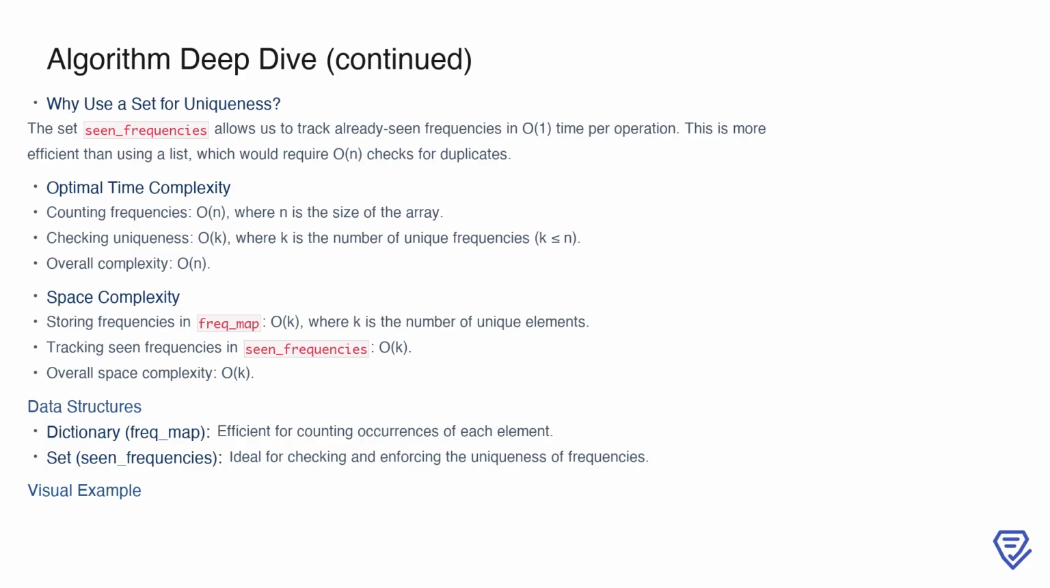When we analyze the time complexity of the entire algorithm, counting frequencies takes O(n), and checking the uniqueness of frequencies takes O(k), where k is the number of unique frequencies in the array. Since k is always less than or equal to n, the overall time complexity is O(n). For space complexity, storing frequencies in frequency_map requires O(k) space, and tracking seen frequencies in seen_frequencies also takes O(k). Therefore, the overall space complexity is O(k). These choices for data structures and the resulting complexities make the algorithm both efficient and scalable.